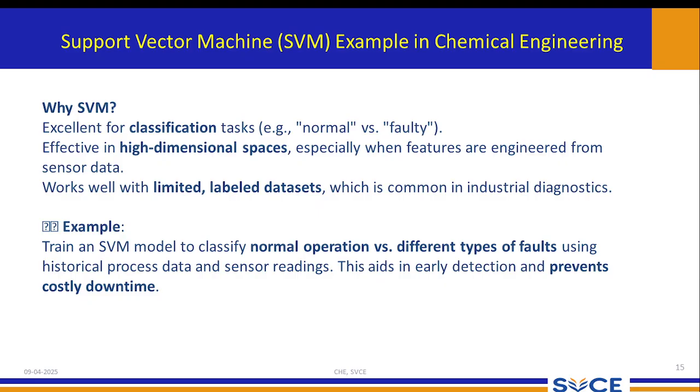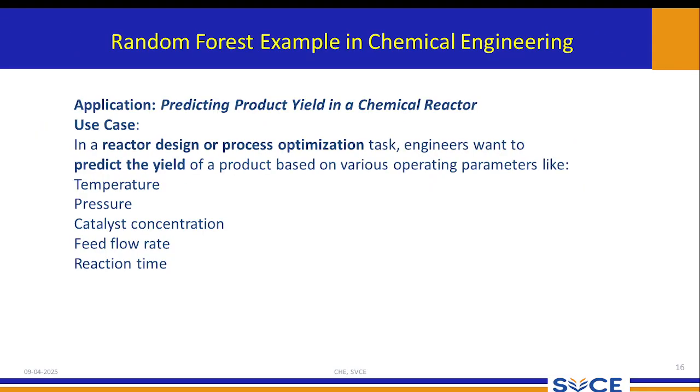The support vector machine is excellent for classification tasks, such as normal versus faulty. It is effective in high dimensional spaces, especially when features are engineered from sensor data, and works well with limited labeled data sets, which is common in industrial diagnostics.